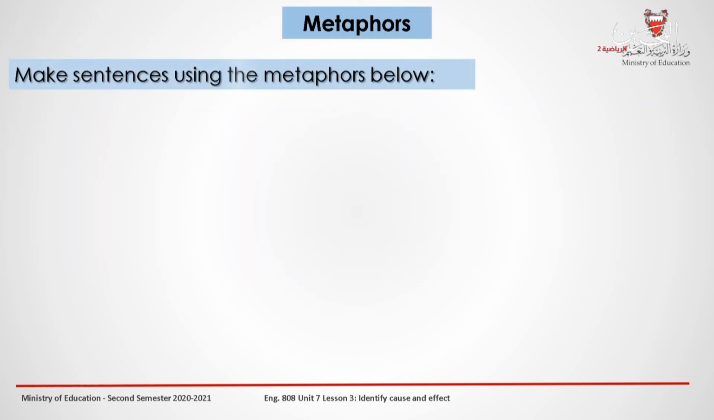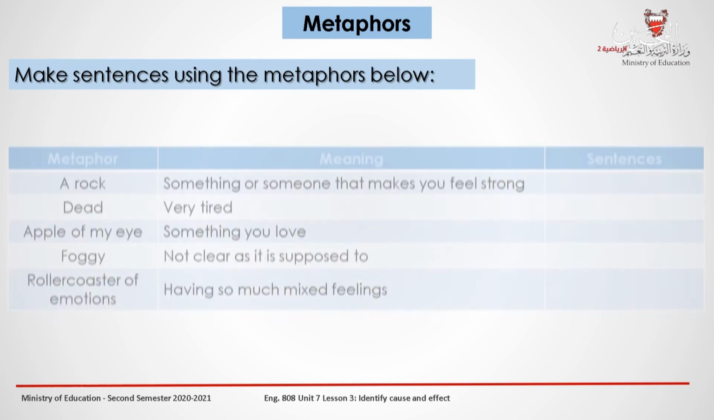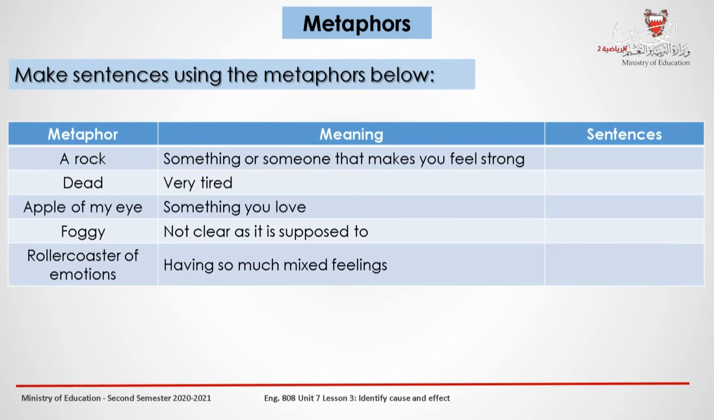Let's practice using metaphors. Make sentences using the metaphors below. You have the metaphor, its meaning, and then you have to use it in a sentence. Let's read them together. A rock means something or someone that makes you feel strong. Dead means very tired. Apple of my eye means something you love. Foggy means not clear as it's supposed to. Roller coaster of emotions means having so much mixed feelings. Try to use them in sentences now.